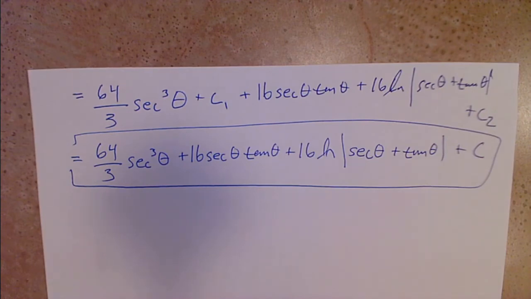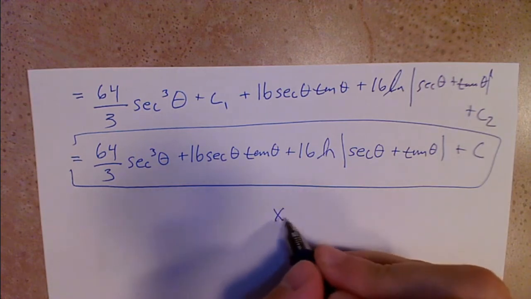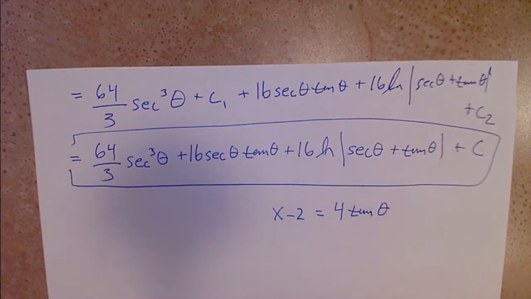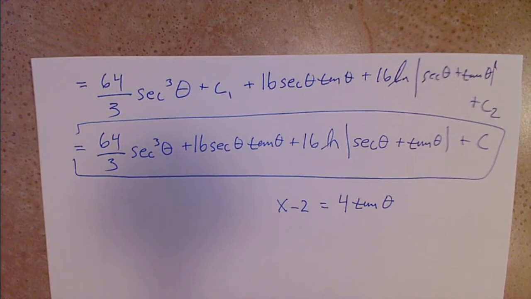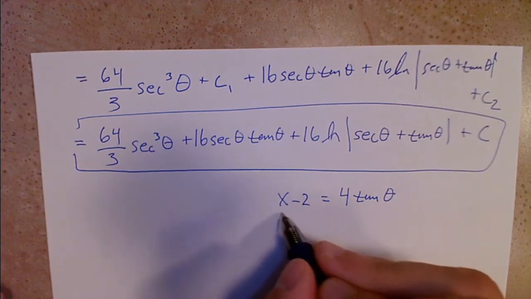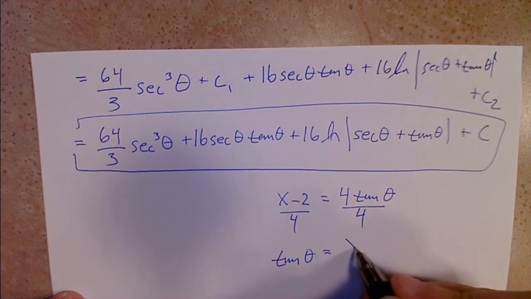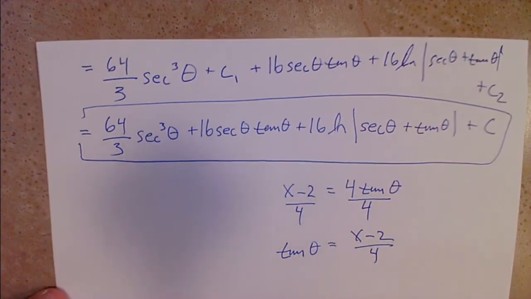But wait, there's more. We did not have a problem that had thetas in it. We had a problem that had x's in it. Remember, we made a substitution. We knew that x minus 2 was equal to 4 tangent theta. So when you do these trig subs, you have to undo them as well. You can't have thetas in your problem because your problem didn't have thetas in it to begin with. Theta was a construct of your own. And so let's divide both sides by 4. We know that tangent of whatever theta was is x minus 2 over 4.